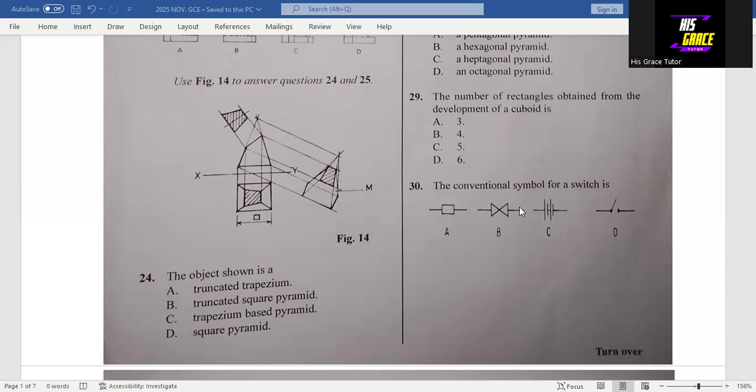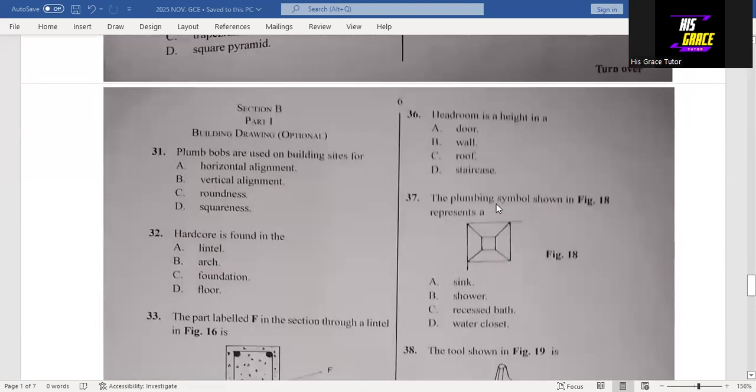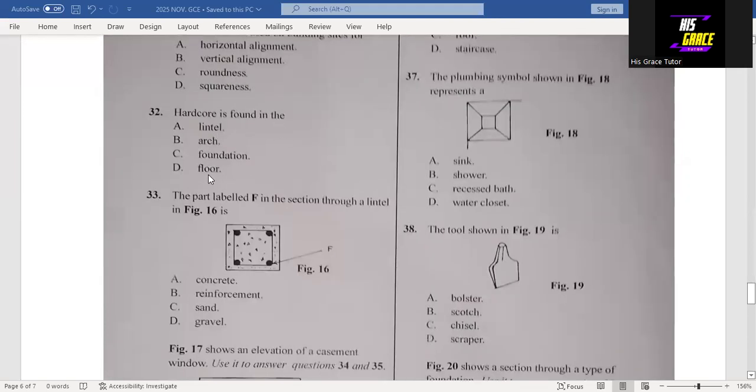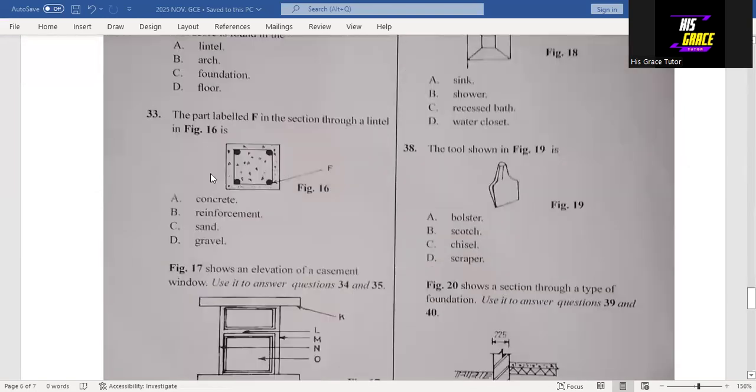Now we have answered questions 1 to 30 on geometrical drawing. Now let's go to questions 31 to 40 on building drawing. Question 31 says that plumb bobs are used on building sites for vertical alignment. That is option B is the answer to question 31. So question 32, hardcore is found in the floor. Option D is the answer to question 32.